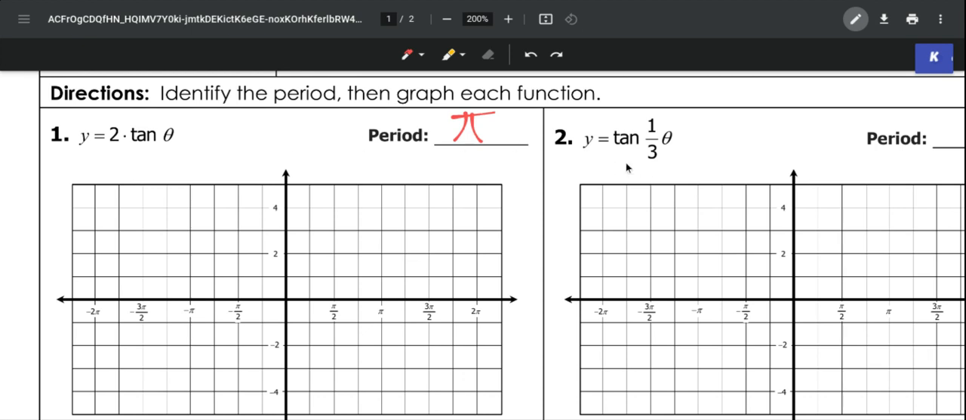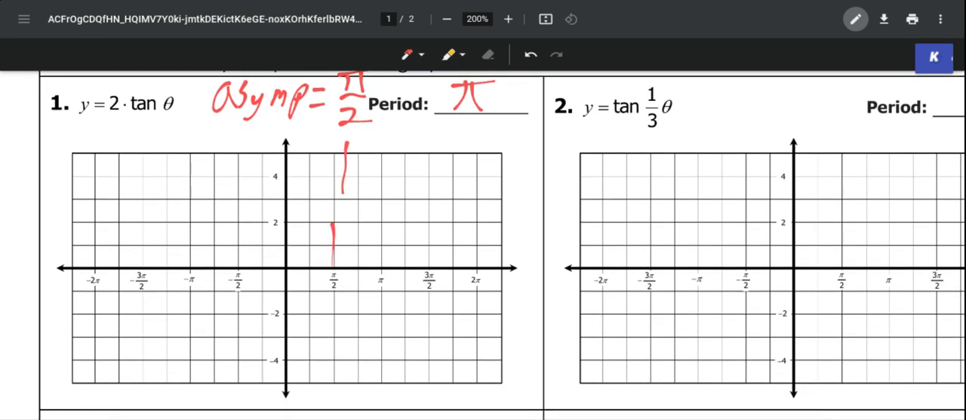pi over 1. Then if we want our asymptote, so I always like making a separate column for my asymptote. If we want the asymptote, it's just taking this and dividing it by 2. So it'd be pi over 2. So that means at pi over 2, I'm going to have an asymptote. At 3 pi over 2, I'm going to have an asymptote. Basically, once you get that fraction, anything with a denominator 2, there's going to be an asymptote there.